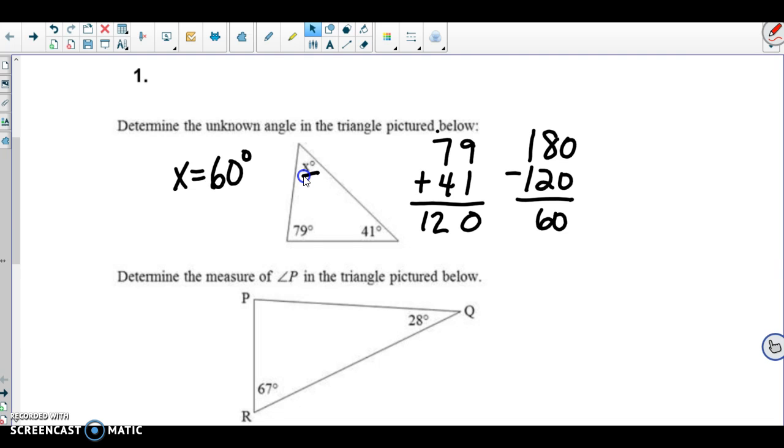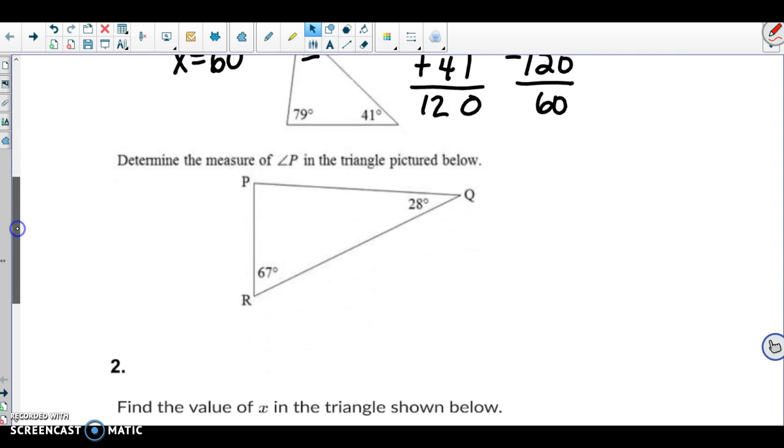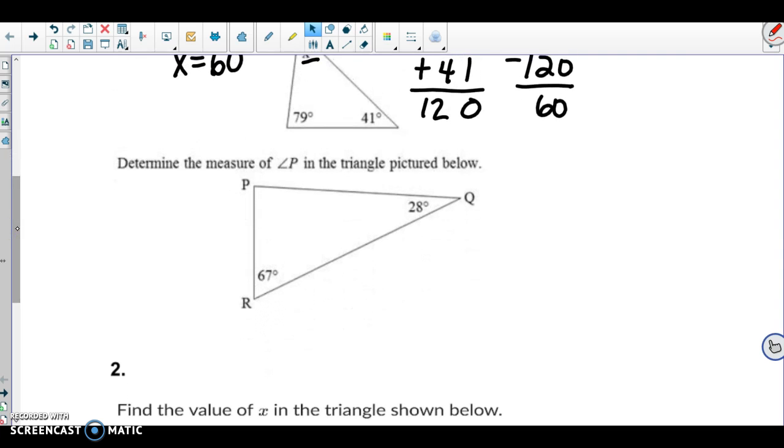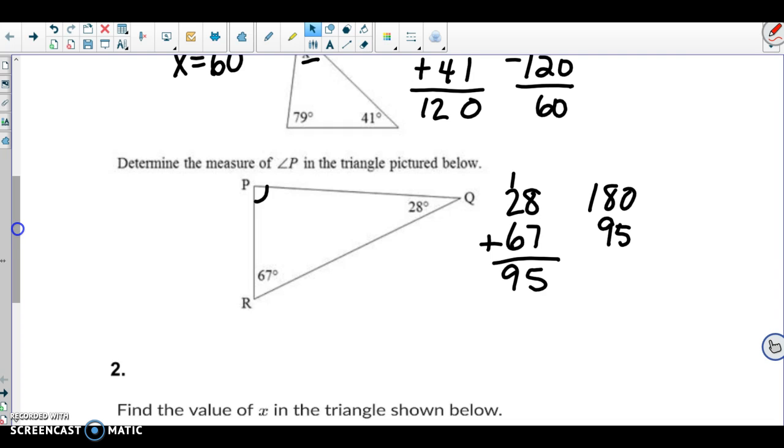All right, the second one, same type of thing. We're trying to figure out angle P, which is going to be right here, but we know Q and R. So if I add the 28 and 67, I end up with a 95, and then if I take 95 away from 180, I end up with an 85. So angle P is going to be 85 degrees.